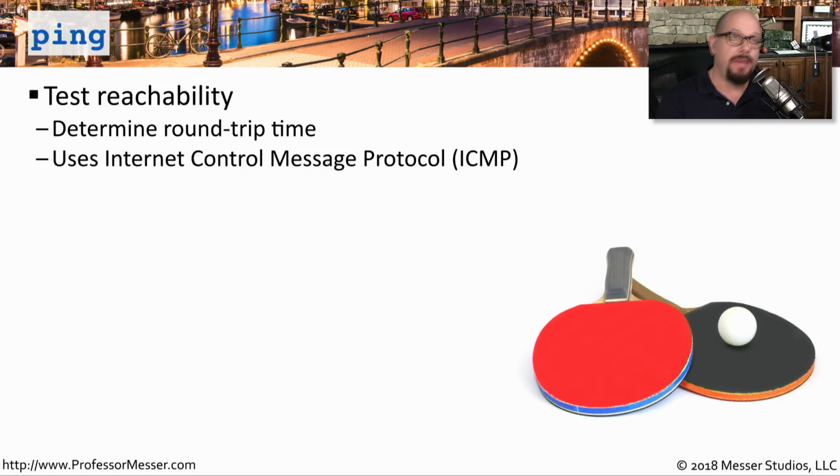Ping is a way to test the reachability from your machine to another device that's somewhere on the network. Not only does it tell you if that device is responding to you, it also gives you an idea of the round trip time between you and this other device. Ping uses ICMP, or the Internet Control Message Protocol, to be able to send these messages across the network.